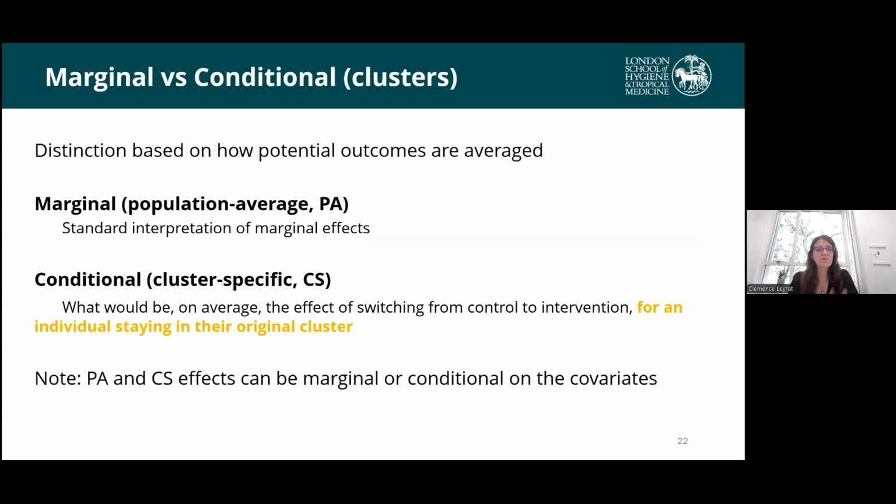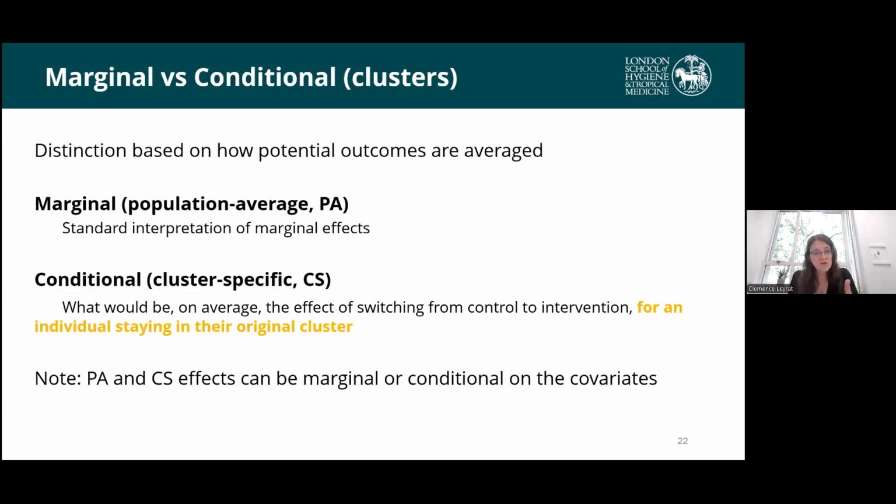So we can distinguish between marginal and conditional effects relative to the clusters. This distinction is based on how potential outcomes are averaged. But without notation, we can simply try to see that as, for the marginal effect, we also call the population average effect, it's a standard interpretation of marginal effect. So if you know marginal effect, it's basically the effect comparing two hypothetical worlds, a world where everybody is treated and a world where nobody is treated, this will be that.